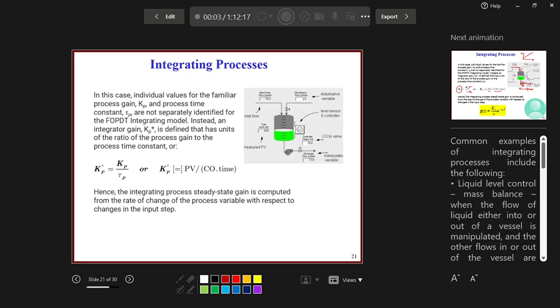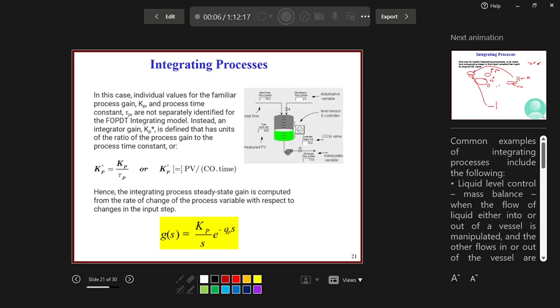Another type of process which is very common in the process industry is called the integrating process. An integrating process is a process in which mass or energy accumulates with time. And this happens usually for both mass as well as energy systems. For example, I'll give you a few examples for the mass systems and for the energy systems. For the mass systems, take the example of a liquid level control.